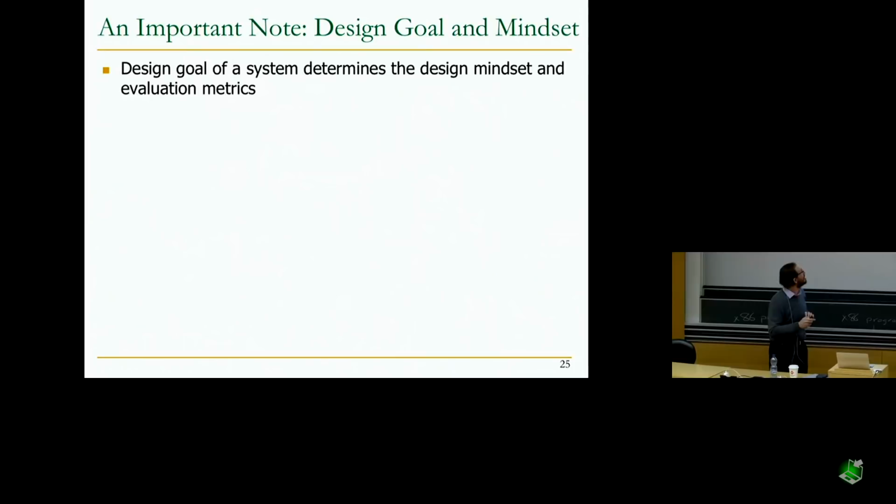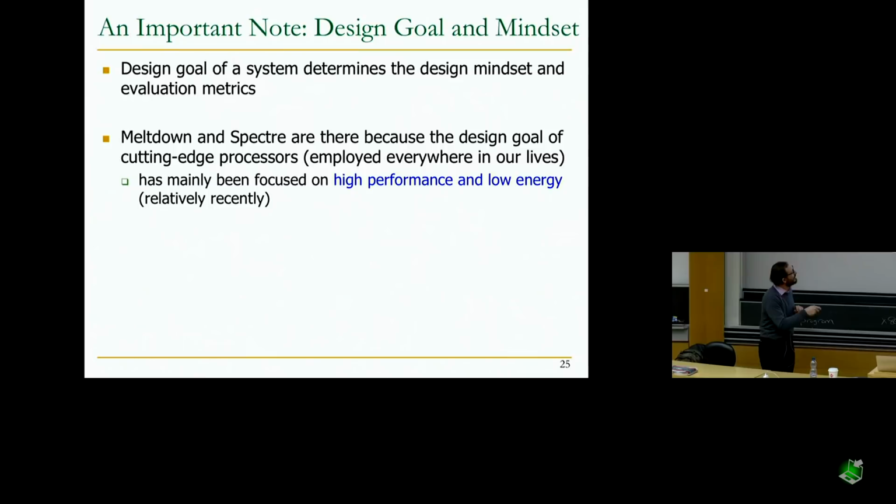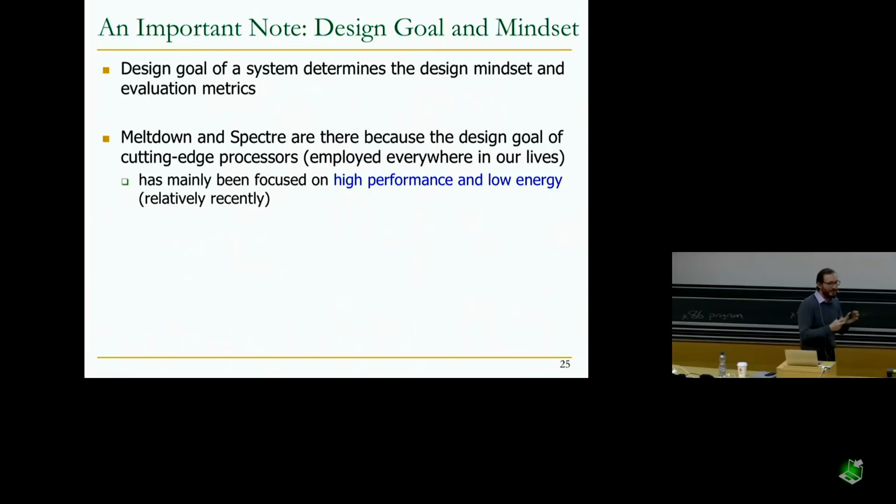Meltdown and Spectre are fundamentally there because the design goal of cutting-edge processors employed everywhere in our lives has been overwhelmingly focused on high performance. High performance, high performance. And more recently, low energy also, because we need high performance and low energy over here. That's why these systems are some of the most interesting systems today, because they require both high performance and low energy. And the design goal has not included security.